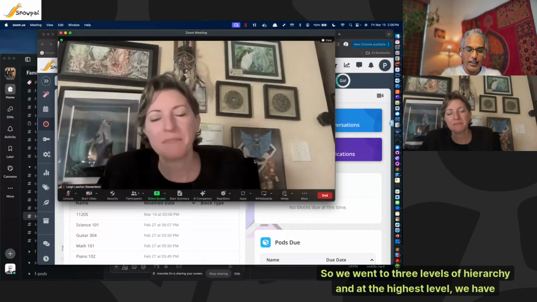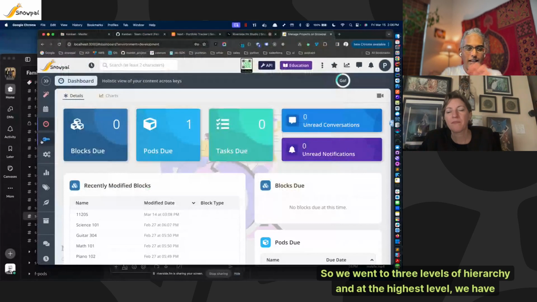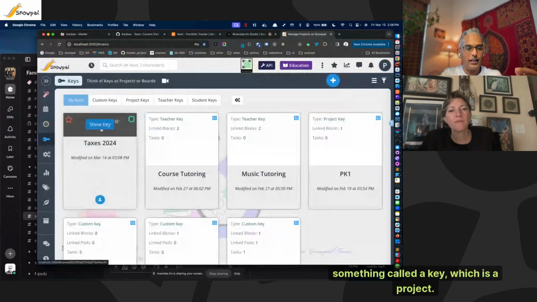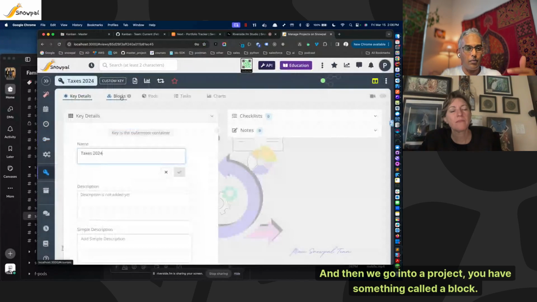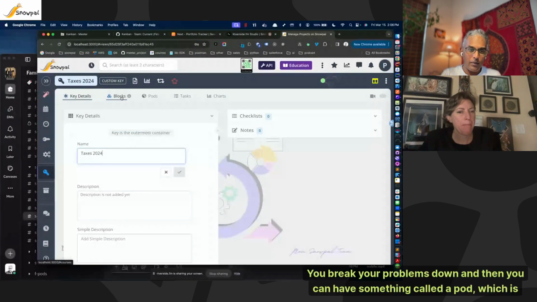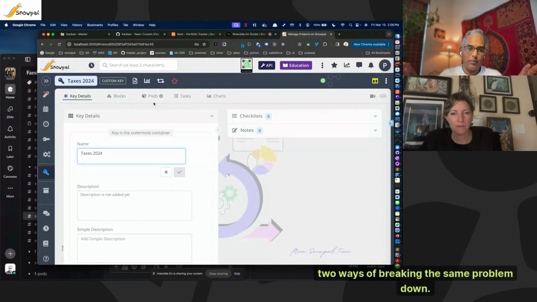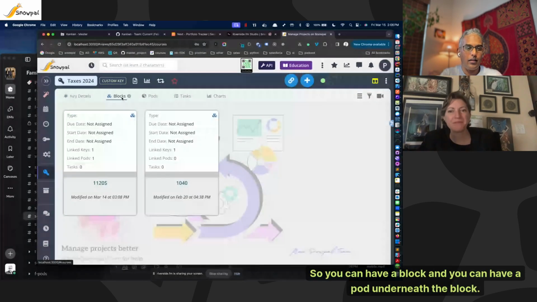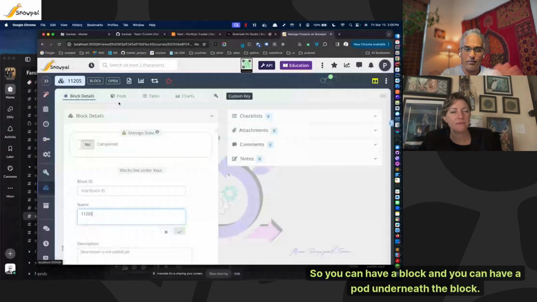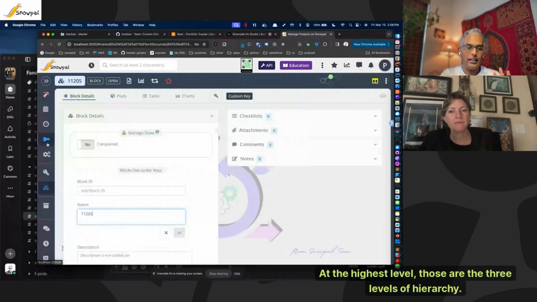So we went to three levels of hierarchy, and at the highest level, we have something called a key, which is a project. And then when you go into a project, you have something called a block. You break your problems down, and then you can have something called a pod, which is two ways of breaking the same problem down. A pod is a leaf, like a file. A block is like a directory. So you can have a block and you can have a pod underneath the block. At the highest level, those are the three levels of hierarchy.